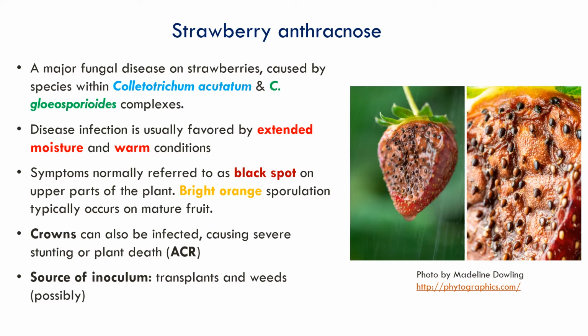Symptoms normally refer to black spot on upper parts of the plant, blackened seeds, and bright orange sporulation can also occur on mature fruit, as shown on the picture to the right. It's also important to note that crowns can also be affected, causing the crown rot. With regard to source of inoculum, nursery transplants have been considered the major source. In addition, some weeds may also harbor the pathogen that could sporulate and cause the infection under some conditions.